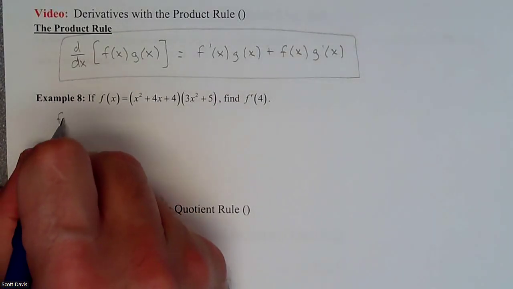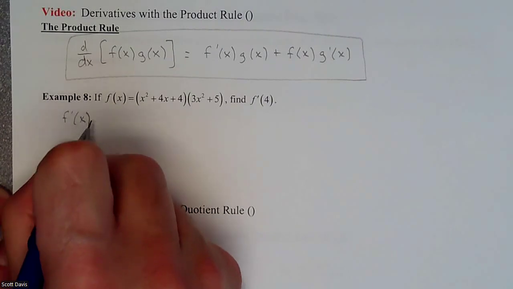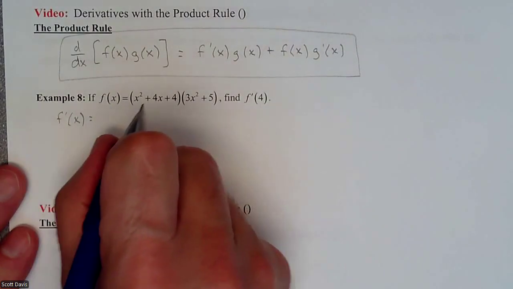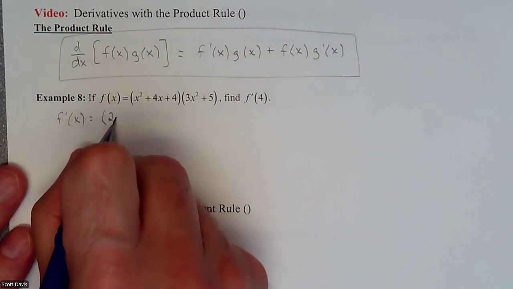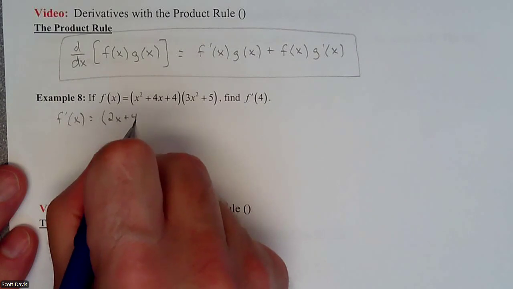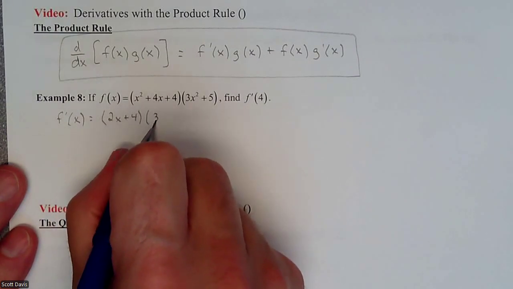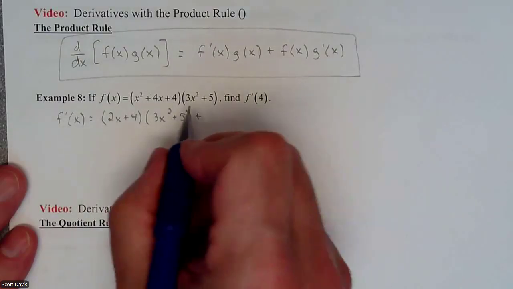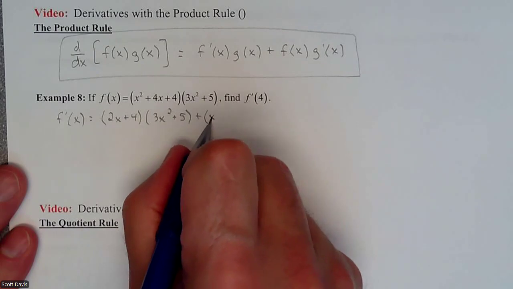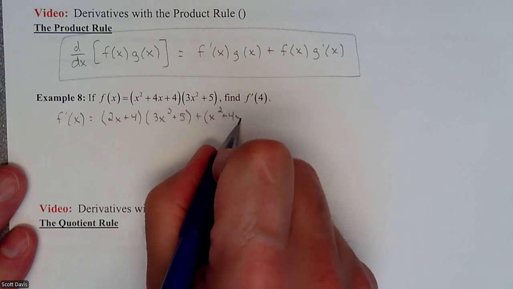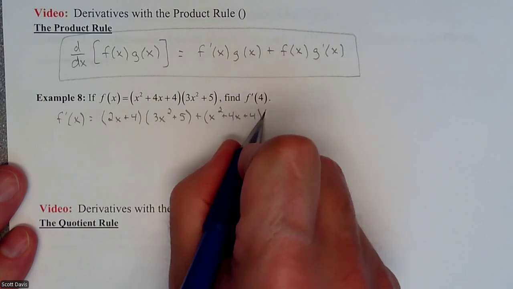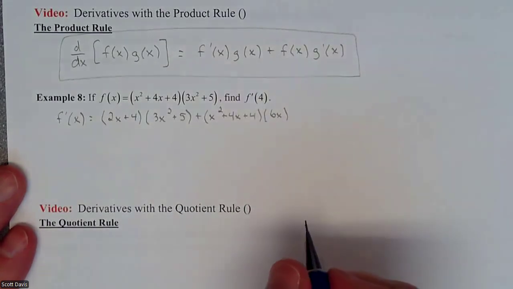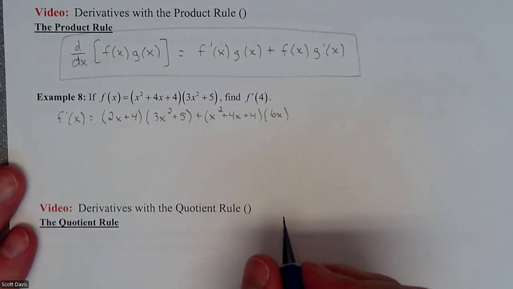So if we do our derivative, we're going to do the derivative of the first. The derivative of x squared plus 4x plus 4 is going to be 2x plus 4 plus 4. So the derivative of the first times the second, plus the first, x squared plus 4x plus 4, times the derivative of the second. So that becomes 6x.